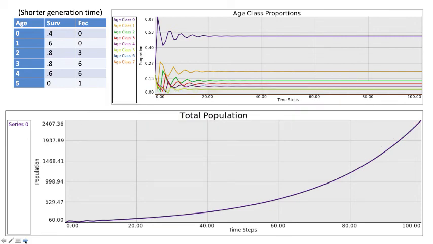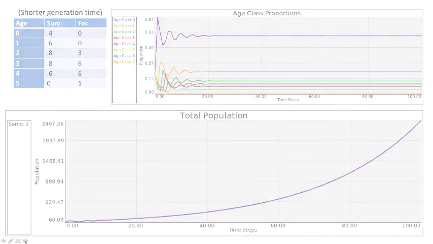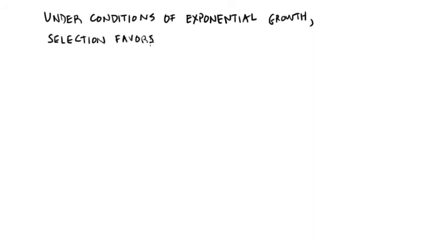You can think about many ways for explaining why this happens. The generation time, and thus the doubling time, is shorter. The number of 2-year-olds that are positively affected by this is greater than the number of 5-year-olds that's negatively affected. But the point that I want to stress is that under conditions of exponential growth, selection favors higher fecundity, and even more so, it favors earlier reproduction.